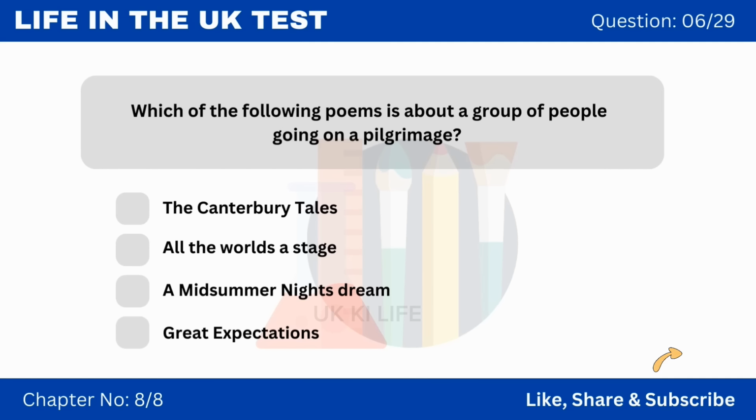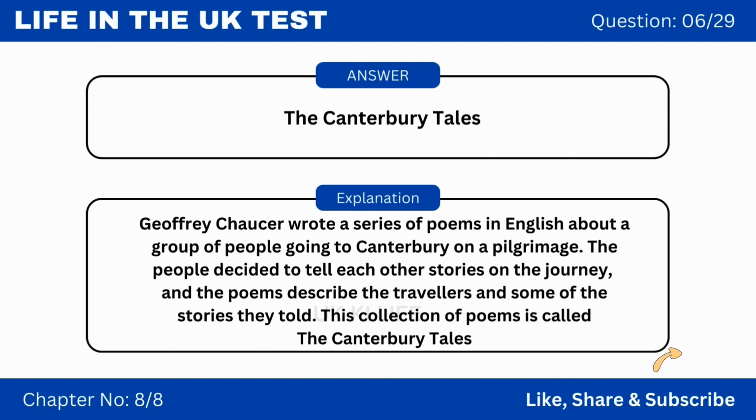The correct option is A. Explanation. Geoffrey Chaucer wrote a series of poems in English about a group of people going to Canterbury on a pilgrimage. The people decided to tell each other stories on the journey, and the poems describe the travelers and some of the stories they told. This collection of poems is called the Canterbury Tales.